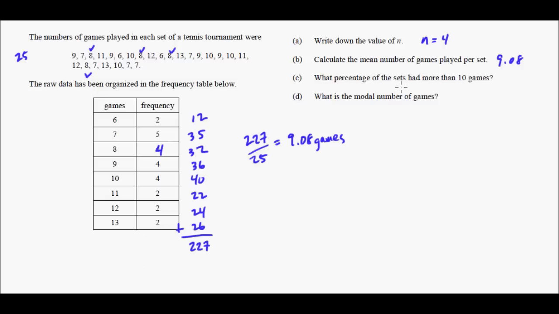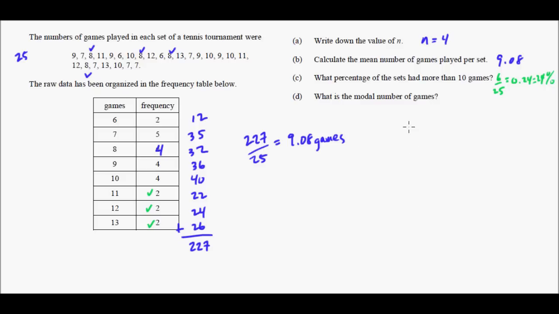But what they ask here is what percentage of sets had more than 10 games. Well, more than 10 games would be here, here, and here. So that's 6 out of 25 games. To find a percentage, you do just 6 divided by 25, which is 0.24, and then times it by 100, so it's 24%. And you need to put that as a percent. So that's going to be 24%.